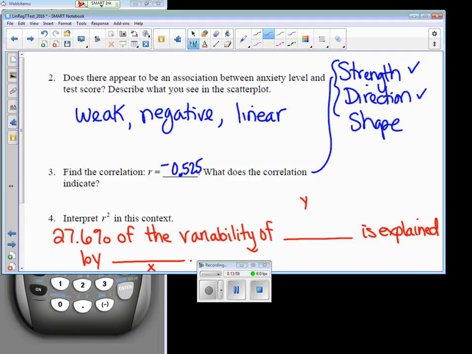Now, instead of using Y and X, because you won't get credit for that interpretation, what do I actually have to put in here? The context. So what variable should I put in for Y? Math score. You could put student performance there if you wanted to, okay? Is explained by anxiety level. So not a lot, right? The variability is not really explained real well.